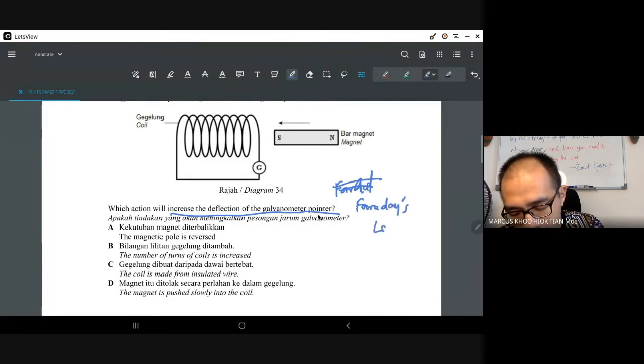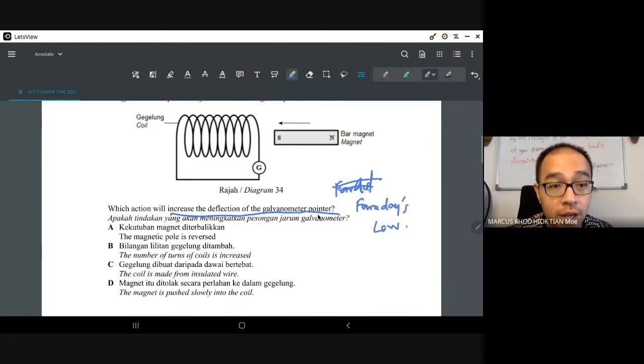Faraday's Law. How to increase the deflection? If the magnetic pole is reversed, it does nothing, it's not going to increase the deflection. The number of coils being increased is the correct answer.